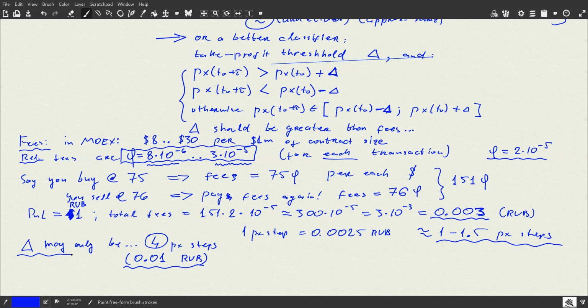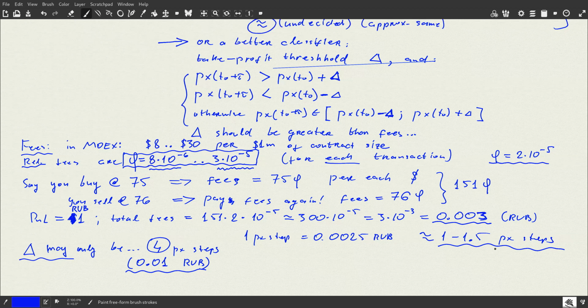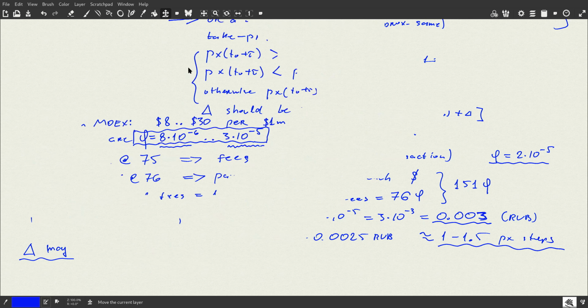You may ask me, okay, let's not use so small deltas. Why should we use so small deltas? Let's aim for big deltas, such as, for example, one ruble, buy at 75, sell at 76, and in this case we will be totally insensitive to the fees. They would become absolutely negligible in that case relative to your P&L. But unfortunately, we can't always do that.